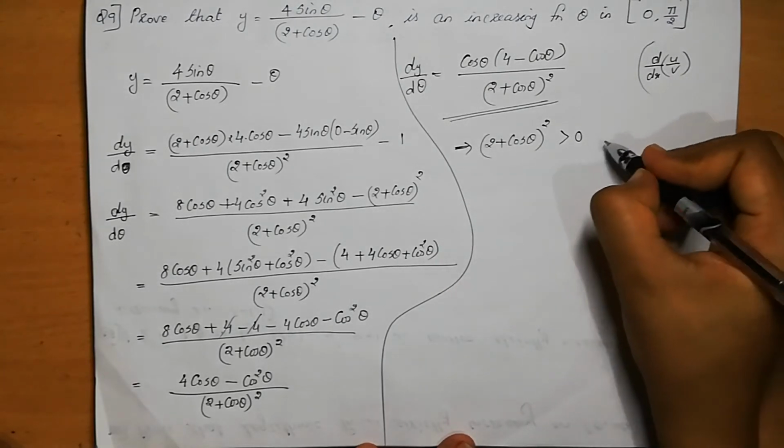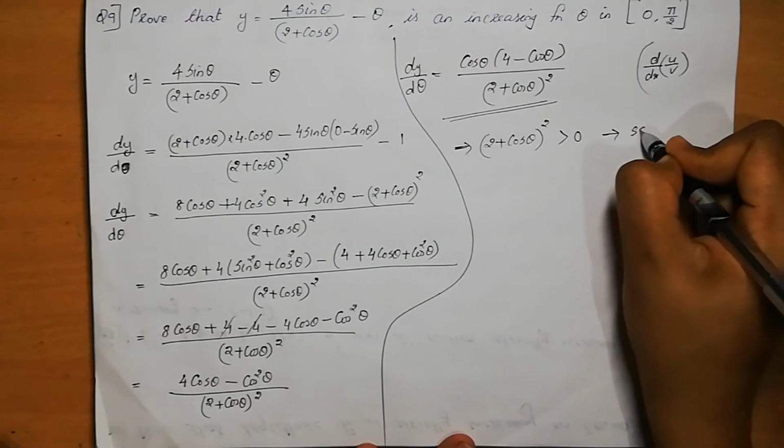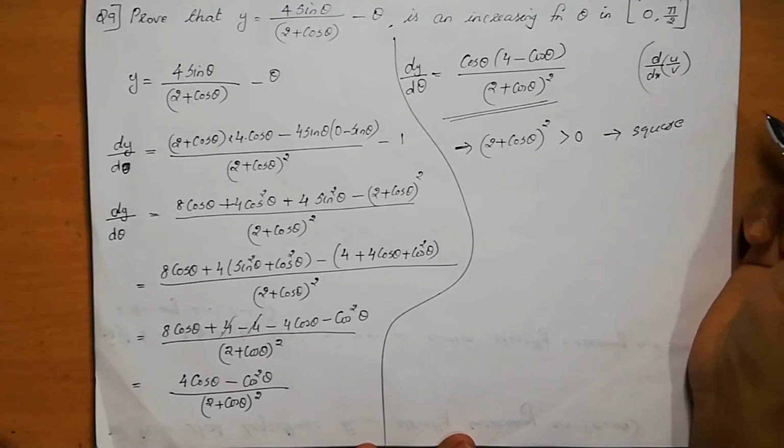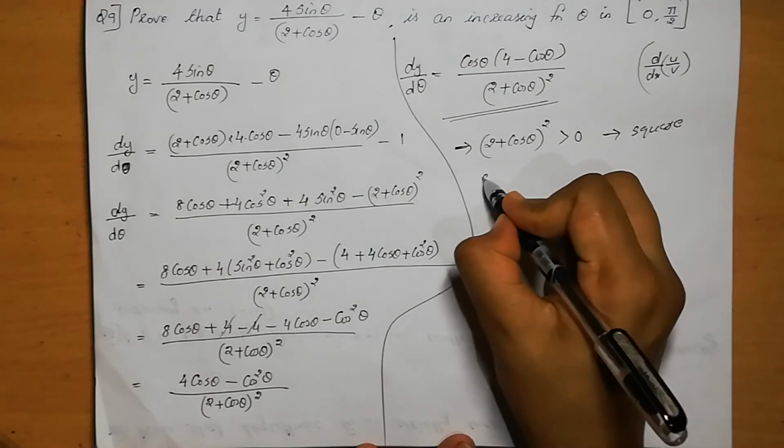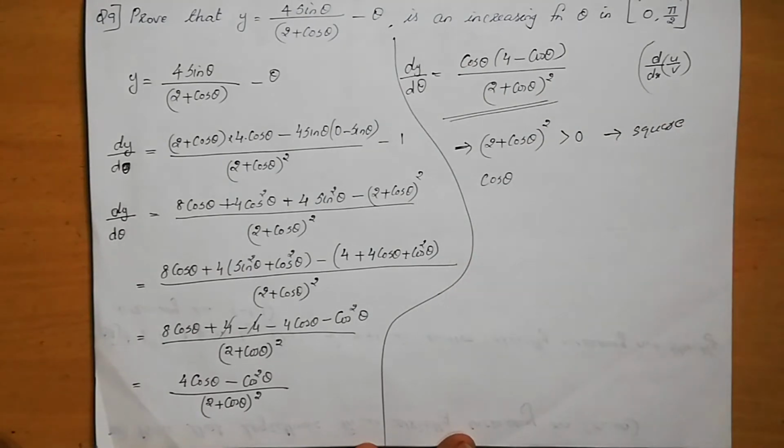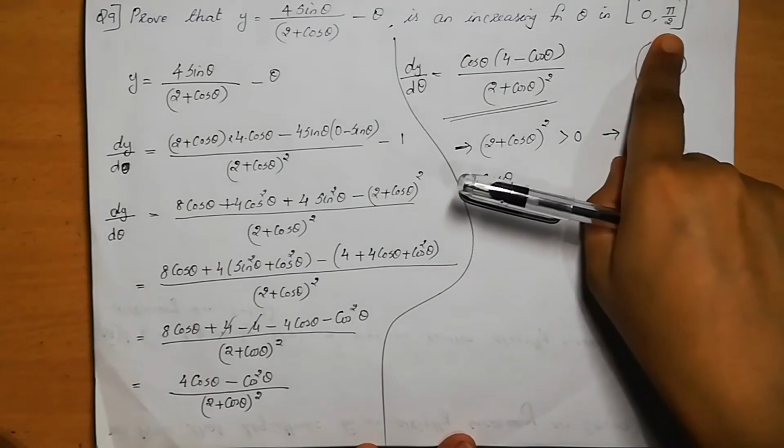Reason, it is a square number. It is square, right? Because it is a perfect square, we can write. Next, cos theta. Cos theta value we can check. In which interval do we need to check the theta value? 0 to pi by 2.